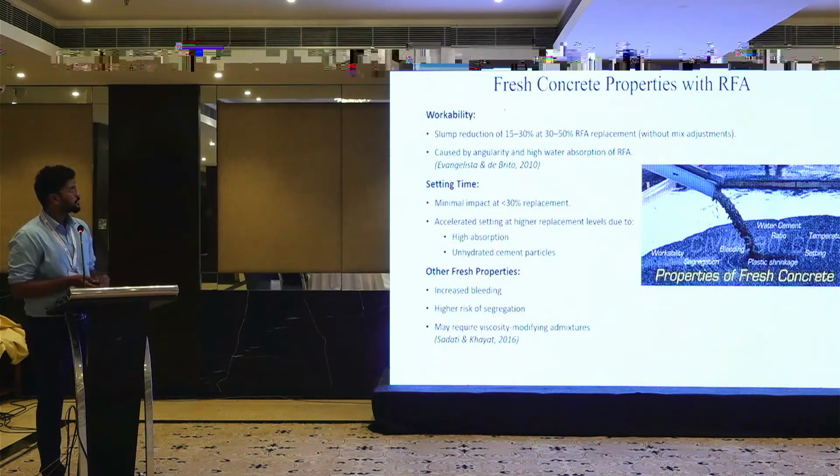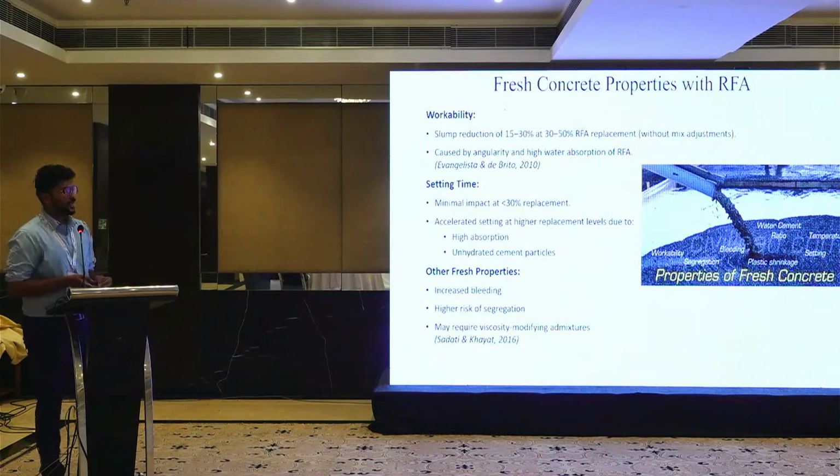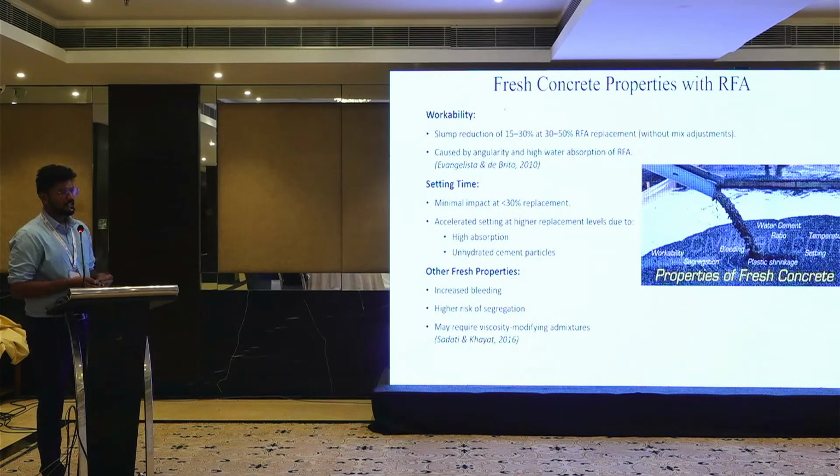Recycled fine aggregates: we are using 30 to 50% RFA replacement of the M sand, and it shows a slump reduction of 15 to 20%, caused by the angularity and high water absorption of RFA. Setting time shows minimal impact with the percentage of replacement, due to the high absorption and hydrated cement particles. Other fresh properties: it increases bleeding and the risk of segregation.